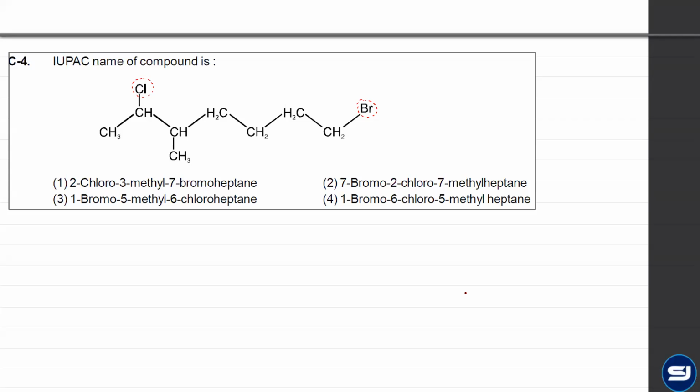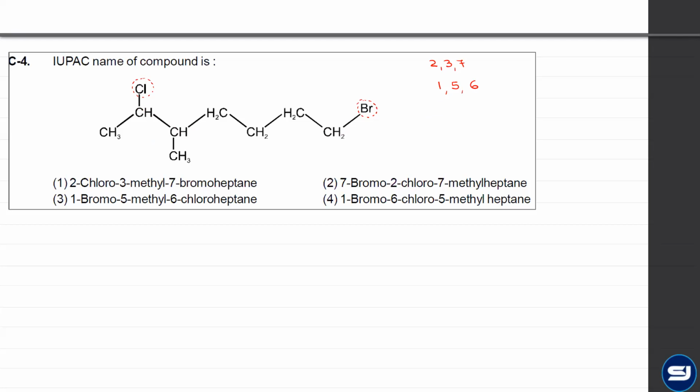The numbering will be done from the left. If you number from the left, you are getting 2, 3, and 7 as the locants. And if you number from the right, you will be getting 1, 5, and 6 as the locants. Now, what does the lowest numbering rule say? Number the chain in such a way that the substituents get the lowest possible number.